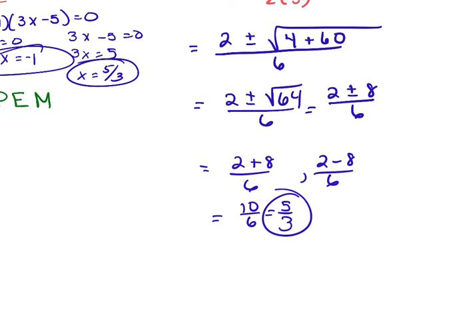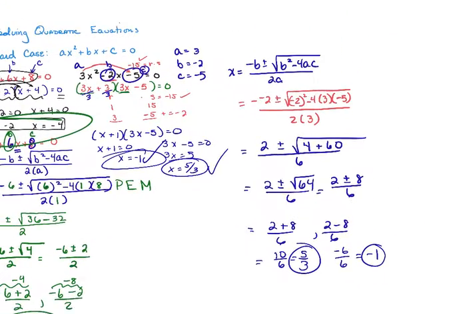You can see that answer right off here to the side. The other one, 2 minus 8 is negative 6 over 6. That's negative 1, and that coincides with our other solution. So we get the same answers.